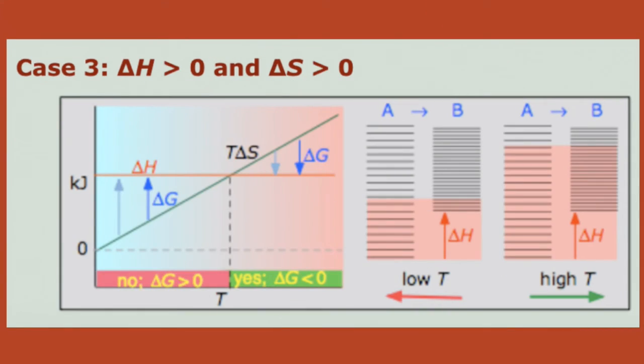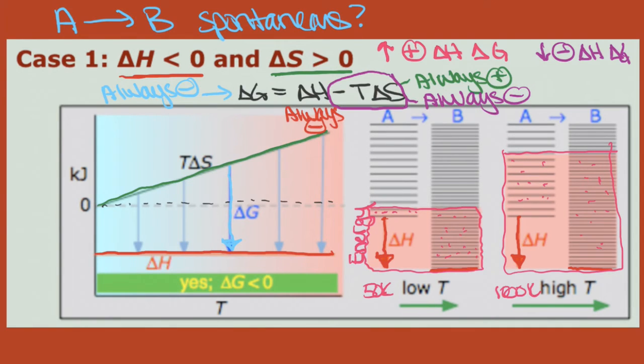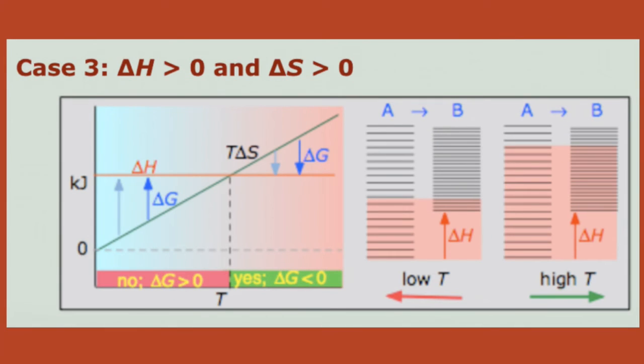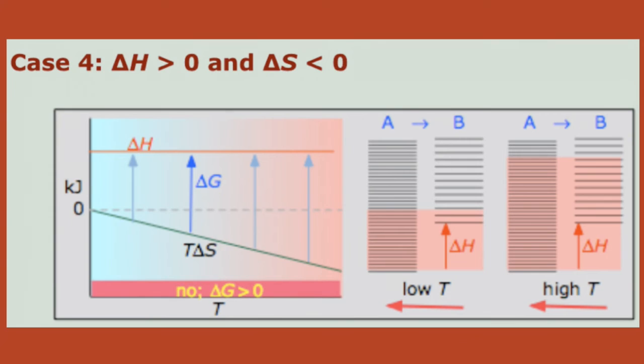There are two other cases, two other possibilities. The first one we looked at was when delta H was negative and delta S was positive. The second one was when delta H was negative and delta S was negative. The third possibility is when delta H is positive and delta S is also positive. And the fourth possibility is when delta H is positive and delta S is negative. These are in your notes. I'm not going to go through them here, but I'd like you to try to analyze them on your own, and then we can talk about them in class.